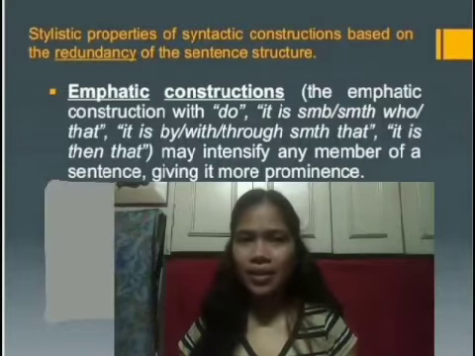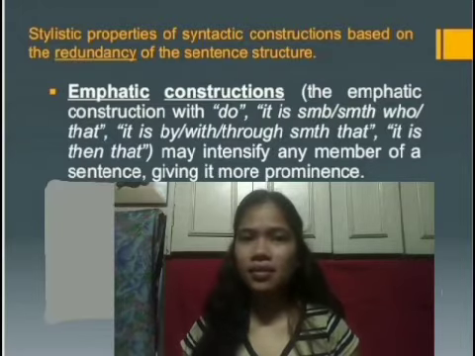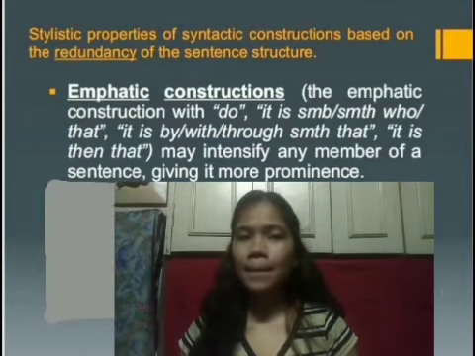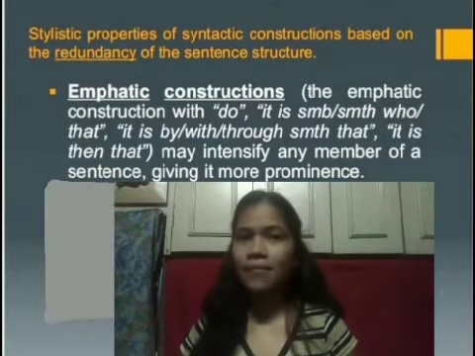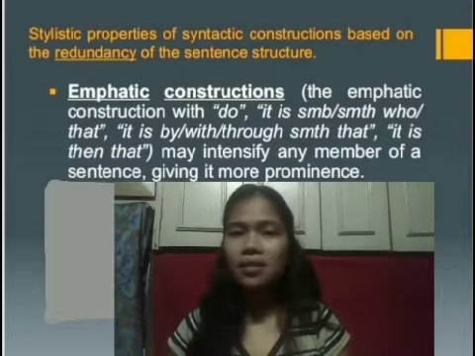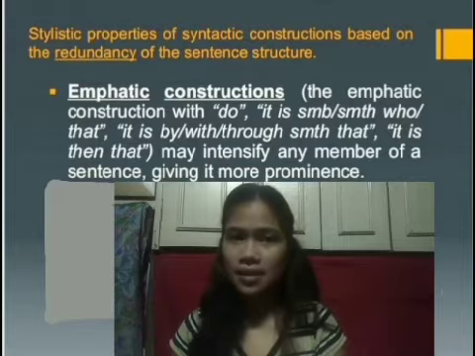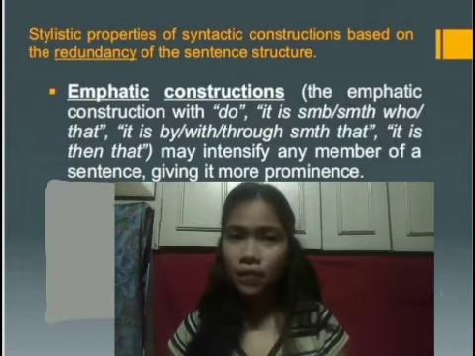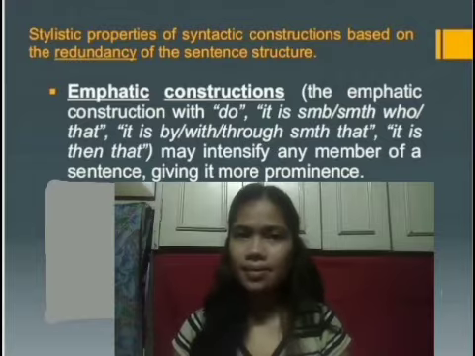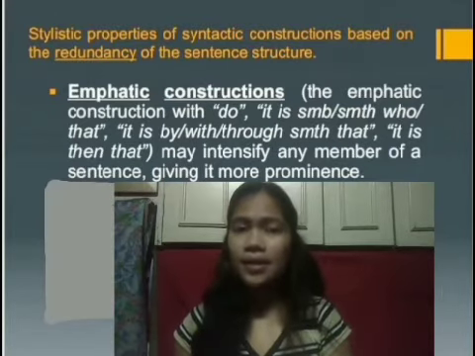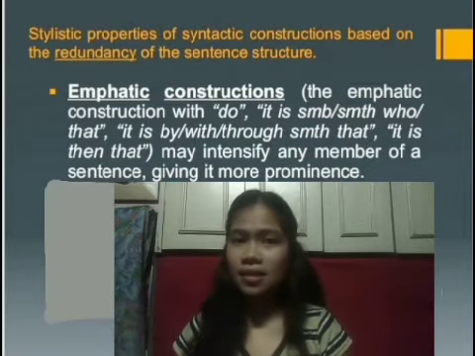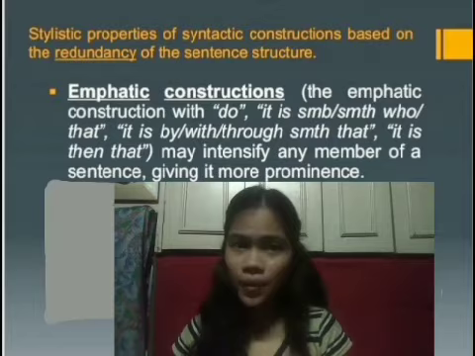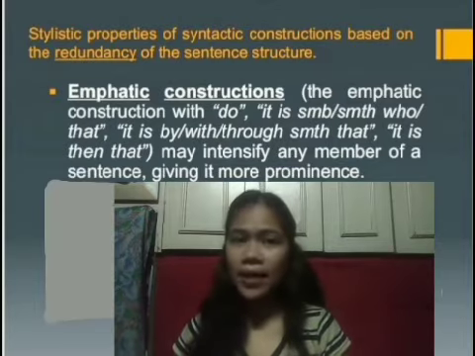In continuation with the stylistic properties of syntactic construction based on the redundancy of the sentence structure is the emphatic constructions. Emphatic construction may intensify or contrast any part of a sentence, giving it an emotive charge or more prominence. The emphatic construction "do" is used as a predicate intensifier. The construction "it is somebody who," "it is something that" intensifies the subject.